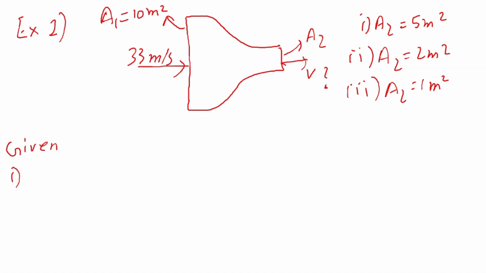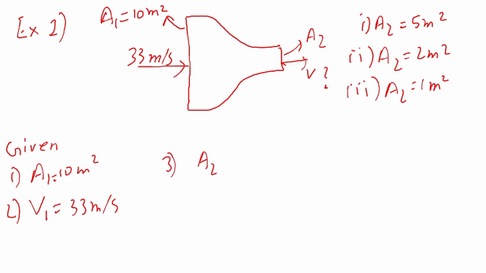One, you have been given the area of the inlet, which is 10 meters square. Two, you have been given the velocity of the inlet, which is 33 meters per second. And third, you have been given area 2, for which you have been given three cases. So you have to find the velocity for three different options of area 2, right?